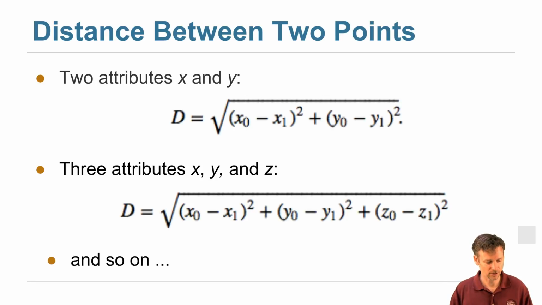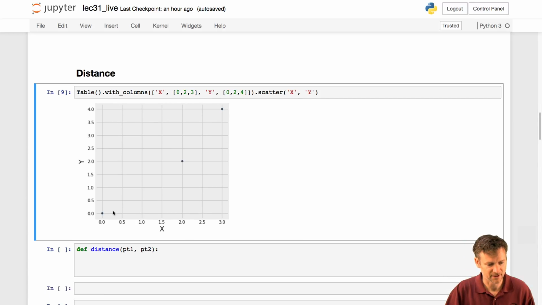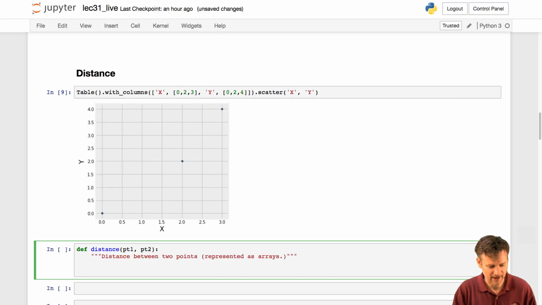All right, so let's work through that in code. I want to write some code to compute these distances for me. So let's look at how we would write that in Python code. We have these 2 points. Let's assume that they're represented as arrays. I said the way you get the distance is you look at the difference between them in each attribute, and you square them.